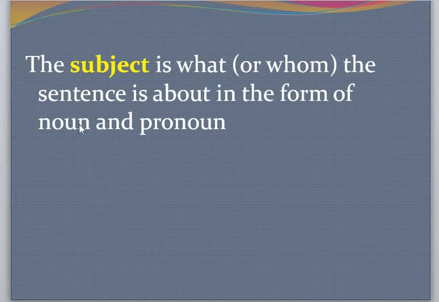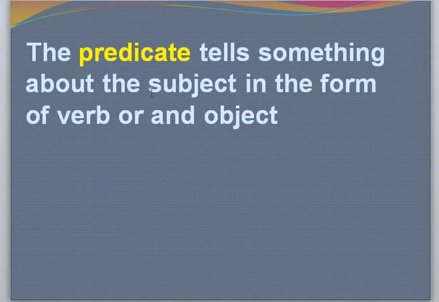It can be a noun, it can be a pronoun, right? So what is the predicate? The predicate tells something about the subject in the form of a verb and object. Keep it in your mind, verb plus object will be the predicate of a sentence. The subject will be the noun or pronoun and the predicate is the combination of verb and object. If the object is missing, then only the verb will be the predicate of the sentence.